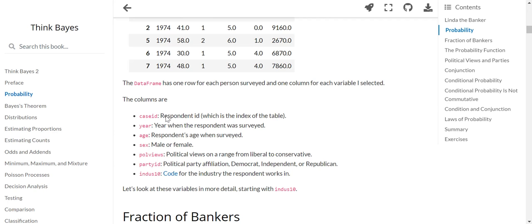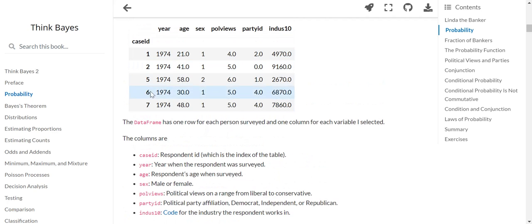Maybe this will help. Okay, this is the respondent ID. Year when the respondent was surveyed. Okay, the age when they were surveyed. The sex, male or female. So I guess one of them is male and two would be the other one.